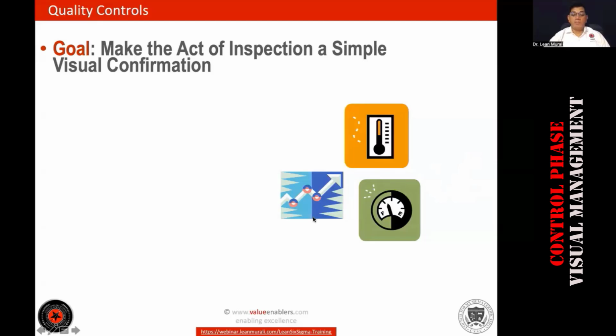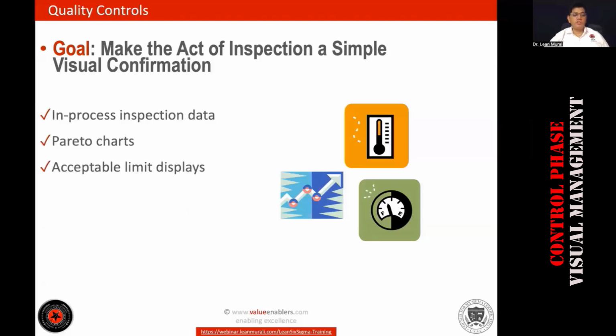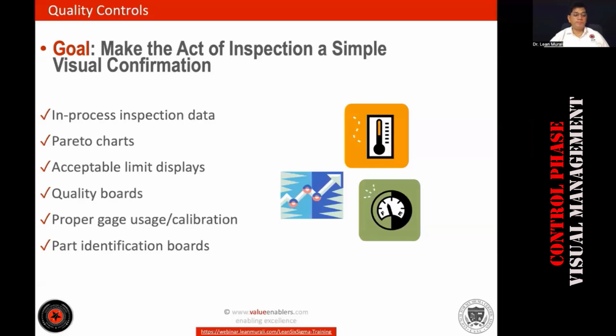Now, in quality, I'm not going to read all of this: in-process inspection data, Pareto charts, acceptable limit displays, quality boards, proper gauges. These are all part of it, but the goal of quality control is to make the act of inspection a simple visual confirmation, whether it is confirming or not.